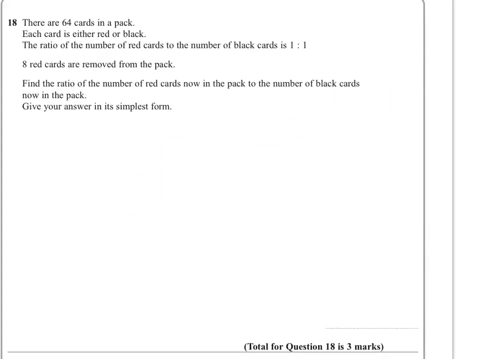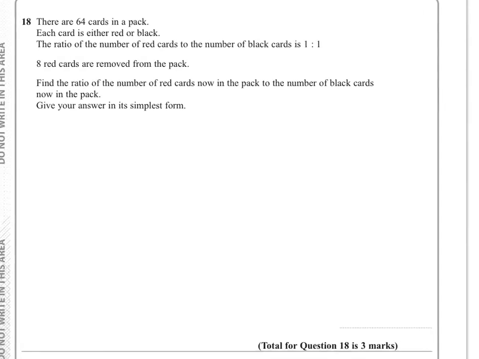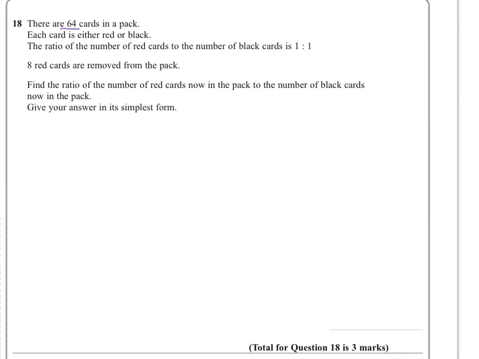Question 18. It says there are 64 cards in a pack. Each card is either red or black. And it says the ratio of the number of red cards to black cards, so red to black, is 1 to 1. That means for every 1 red card there's 1 black card, so there's the same number of each type. It says 8 red cards are removed from the pack.